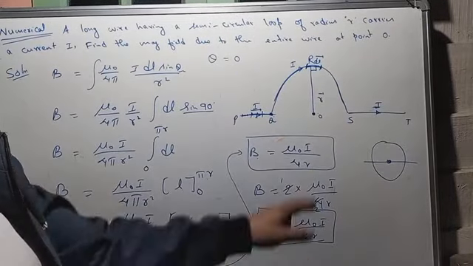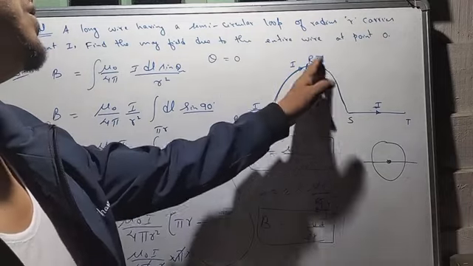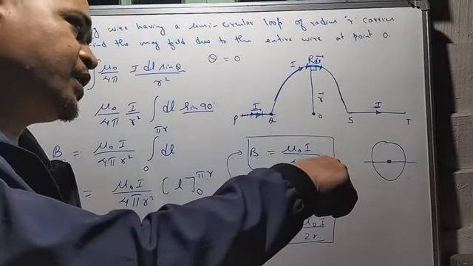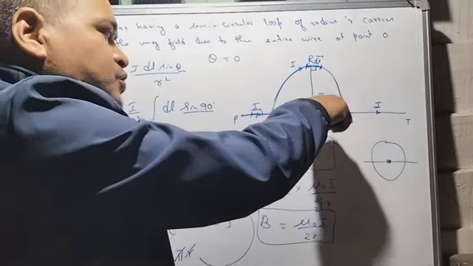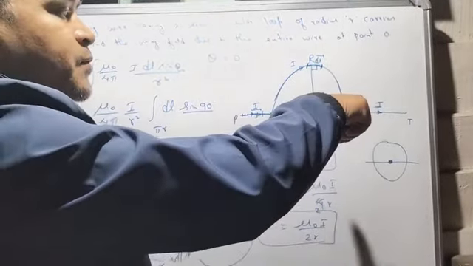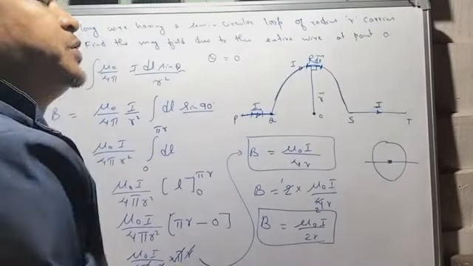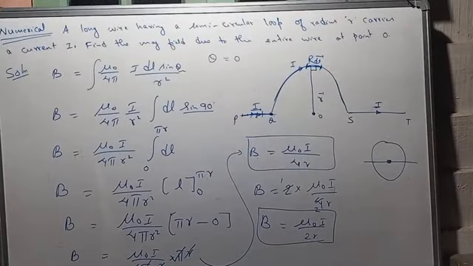So therefore, the magnetic field at the center of this semicircular loop will be pointing perpendicular to the point O, which means it is perpendicular to the plane of the semicircular loop. Okay. Alright, so this is all about this numerical problem.